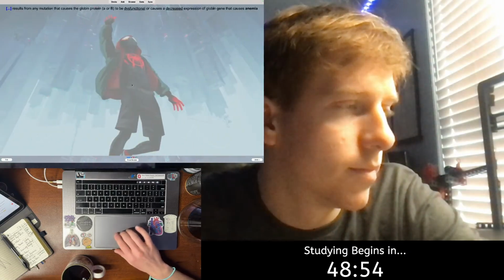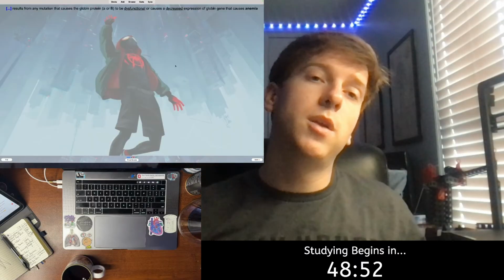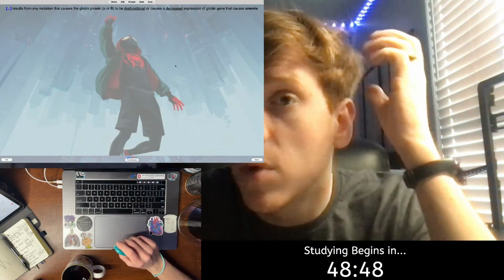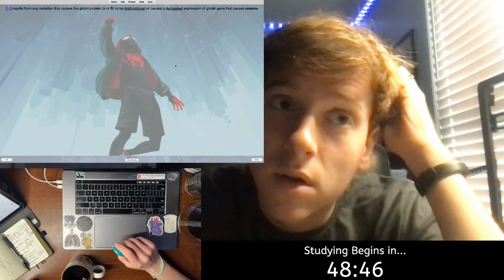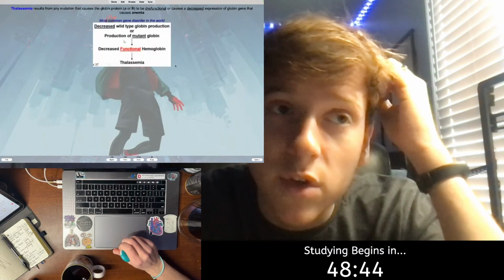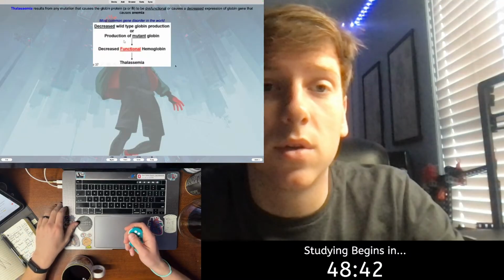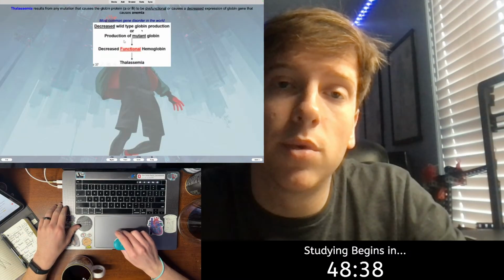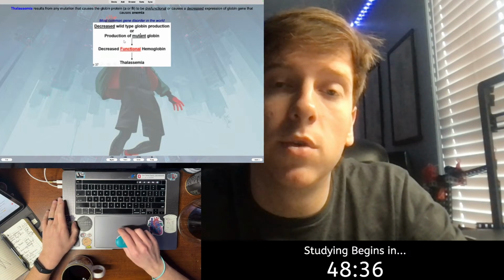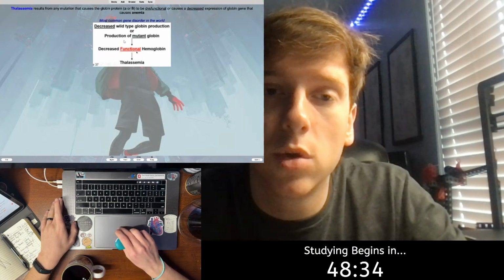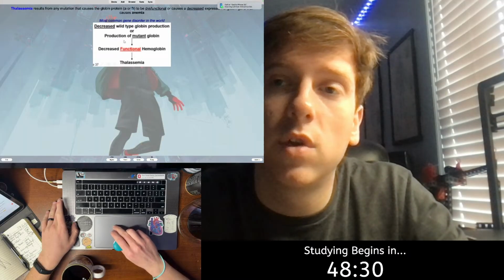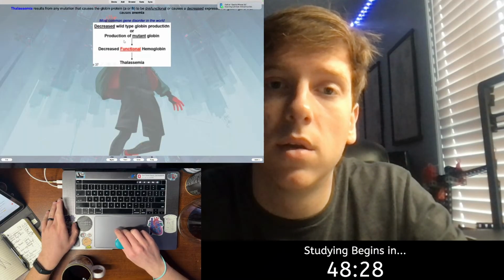Alright. Let's see. Blank results from any mutation that causes a globin protein, alpha or beta, to be dysfunctional or causes decreased expression of globin gene that causes anemia. I'm going to say sickle cell anemia. Thalassemia, no, got it wrong. Let's see. Most common gene disorder in the world. Decreased wild type protein or globin production or production of the mutant globin can cause decreased functional hemoglobin and thalassemia. So, that's right, because sickle cell anemia is strictly beta.